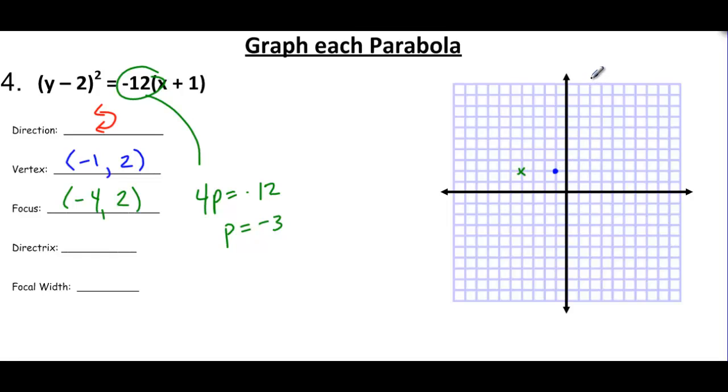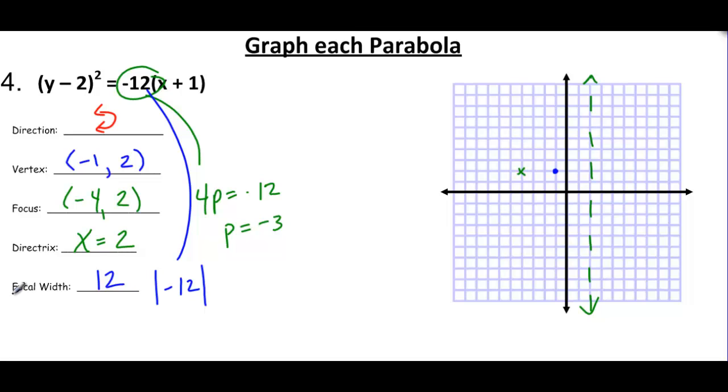And again, this is going to be vertical, so it's perpendicular to the axis of symmetry. And that's going to be a vertical line, so it's x equals positive 2. To find my focal width, I'm going to take the absolute value of the number in front of my parentheses. Absolute value of negative 12 is positive 12.